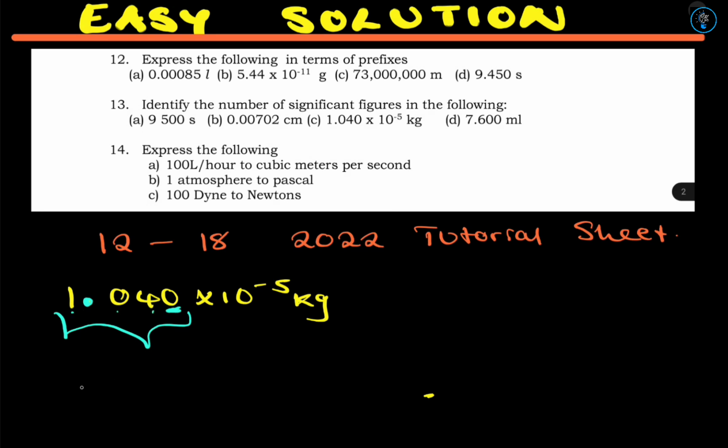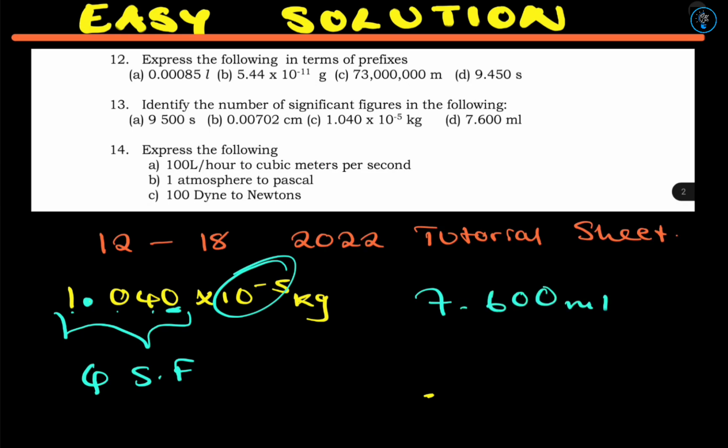So we have 1, 2, 3, 4. We have 4 significant figures in this one. We only focus on the coefficient. Ignore this part. Now we have 7.600 milliliters. Since it's a decimal number, trailing zeros are significant. So we have 1, 2, 3, 4, which is 4 significant figures in this particular question. That's it for question 13, and those are the solutions for each sub part.